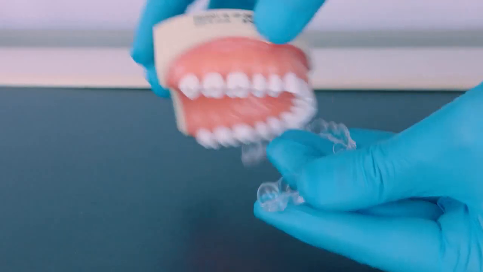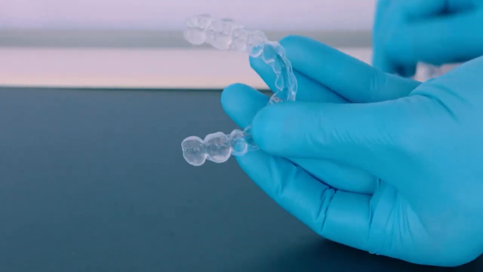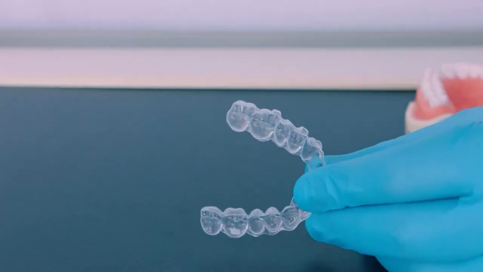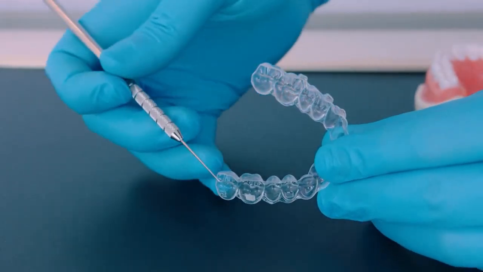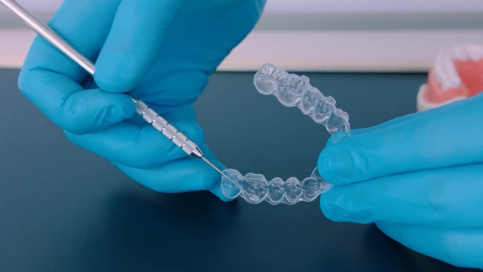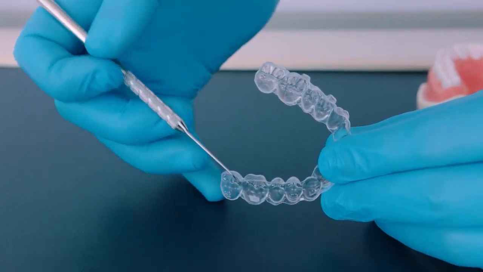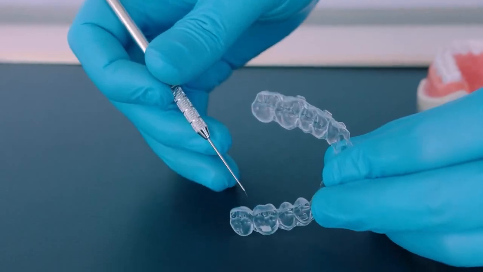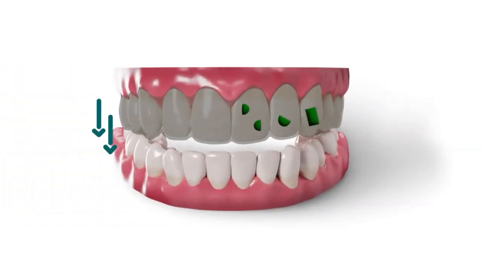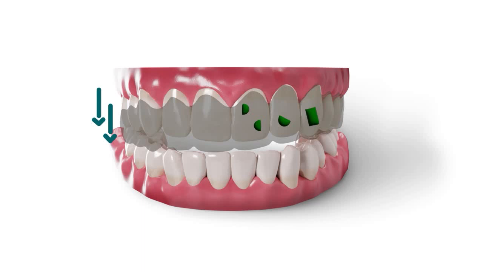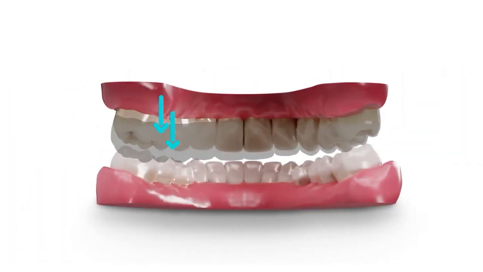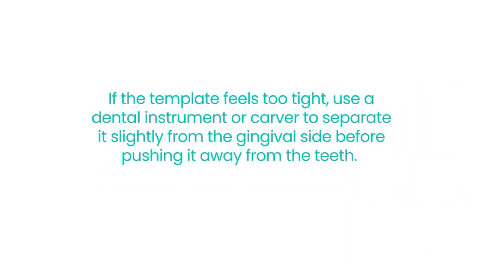Carefully remove the attachment template and inspect each attachment. At this stage, you might encounter problems like attachment debonding or partial fracture. This could happen because of a poor bonding technique or lack of proper moisture control. If you're placing attachments in quadrants, begin removing them from the side where no attachments are bonded. It's also a good idea to start from the palatal or lingual side. If the template feels too tight, use a dental instrument or carver to separate it slightly from the gingival side before pushing it away from the teeth.